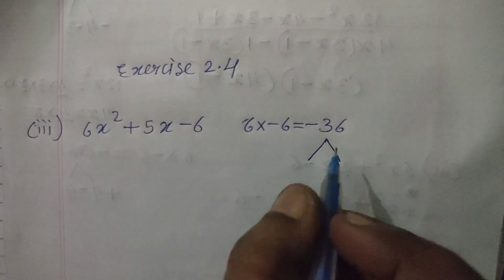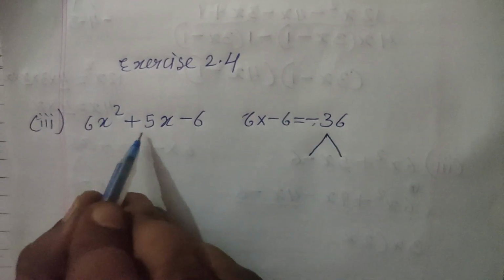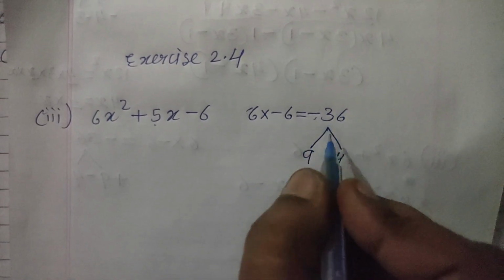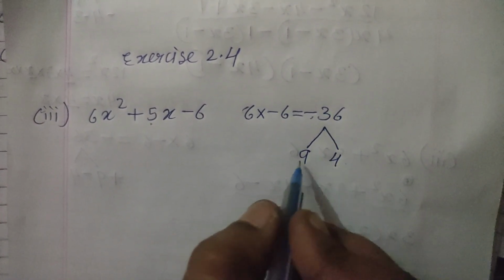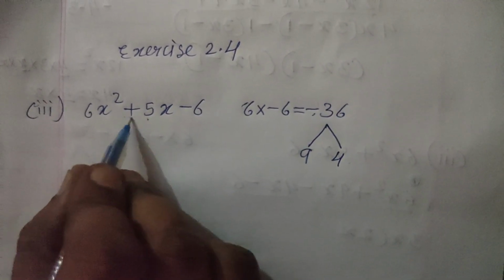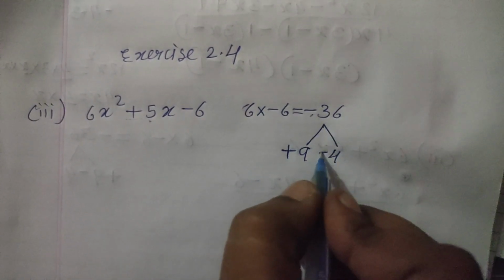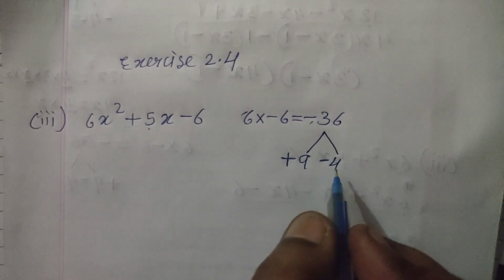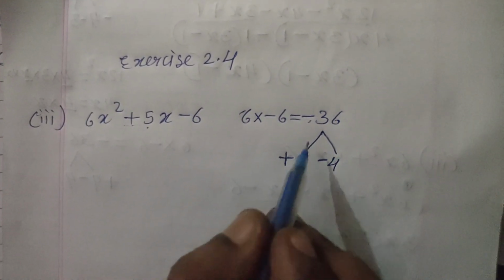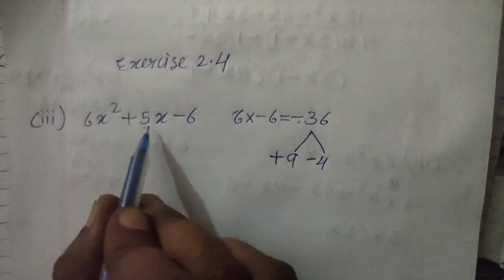Now minus is there, so you have to find such factors of 36 that their subtraction should give the middle term 5. So it will be 9 into 4, 36, and the subtraction 9 minus 4 will give the middle term 5. Now the middle term sign, plus, you have to give to the greater factor, that is 9, and the opposite sign, that is minus, to the smaller factor. Always, when minus is there, the middle term sign you have to give to the greater factor. Okay. Now 9 minus 4 is 5.